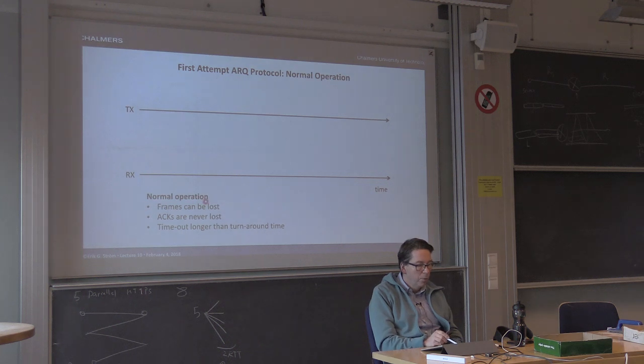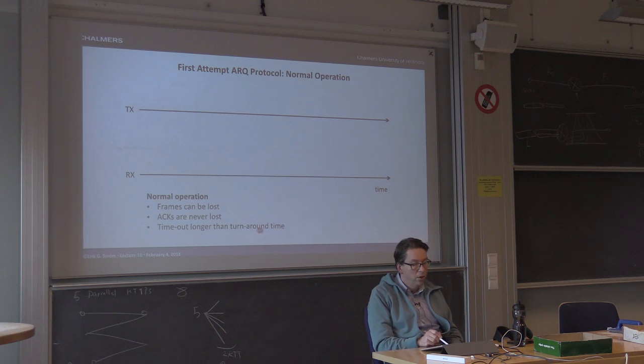So what is normal operation? Well, normal operation is when frames can be lost. That's the whole idea, that frames are lost in transmission sometimes. Acknowledgements, however, we assume that these are never lost. And we also assume that the timeout is wisely chosen, and wisely chosen means that it's longer than the turnaround time. So it will be clear what is meant with that in a second.